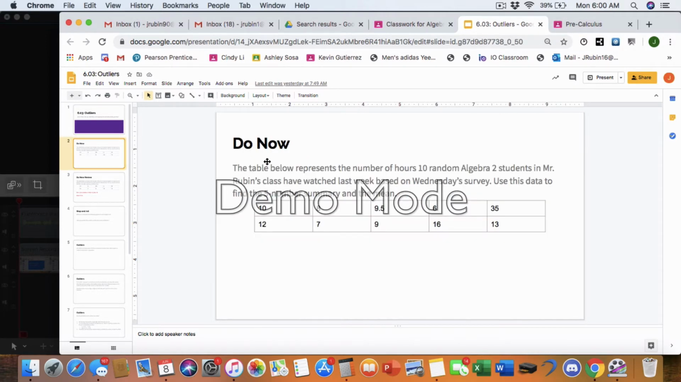So based on your survey from last week, I took 10 of you and the number of hours you watch TV and put them into this table. So using this data, I would like you to find the 5-number summary and the mean.